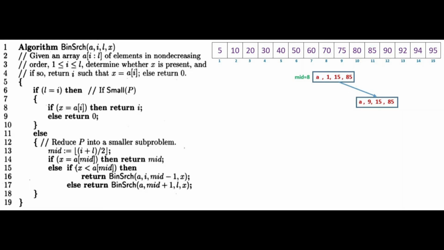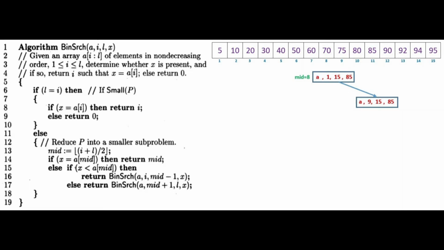That is, there are four parameters A, 9, 15, 85, and we are in the middle of the first recursive call, or in the middle of the second function. Here I is equal to 9 and L is equal to 15. The problem is not small, so we go to the second block, the else block. Reduce P into smaller subproblems. Mid is equal to I plus L by 2, 9 plus 15 by 2.